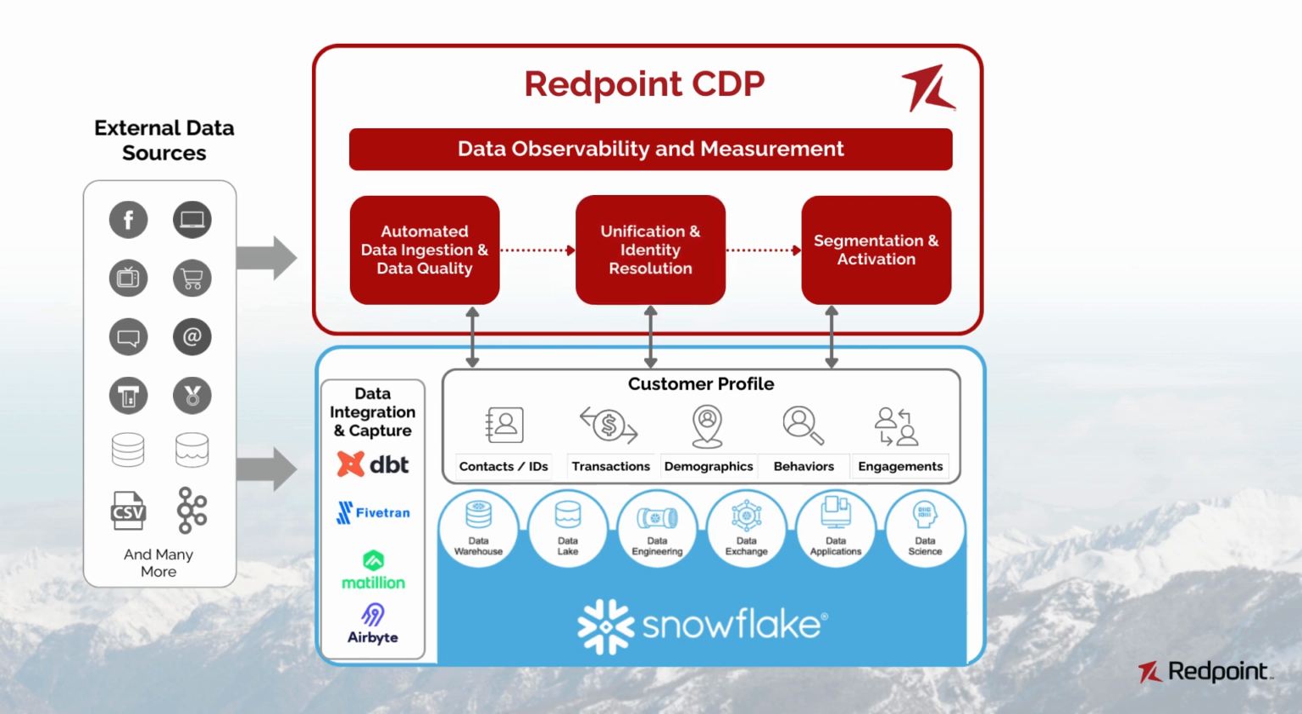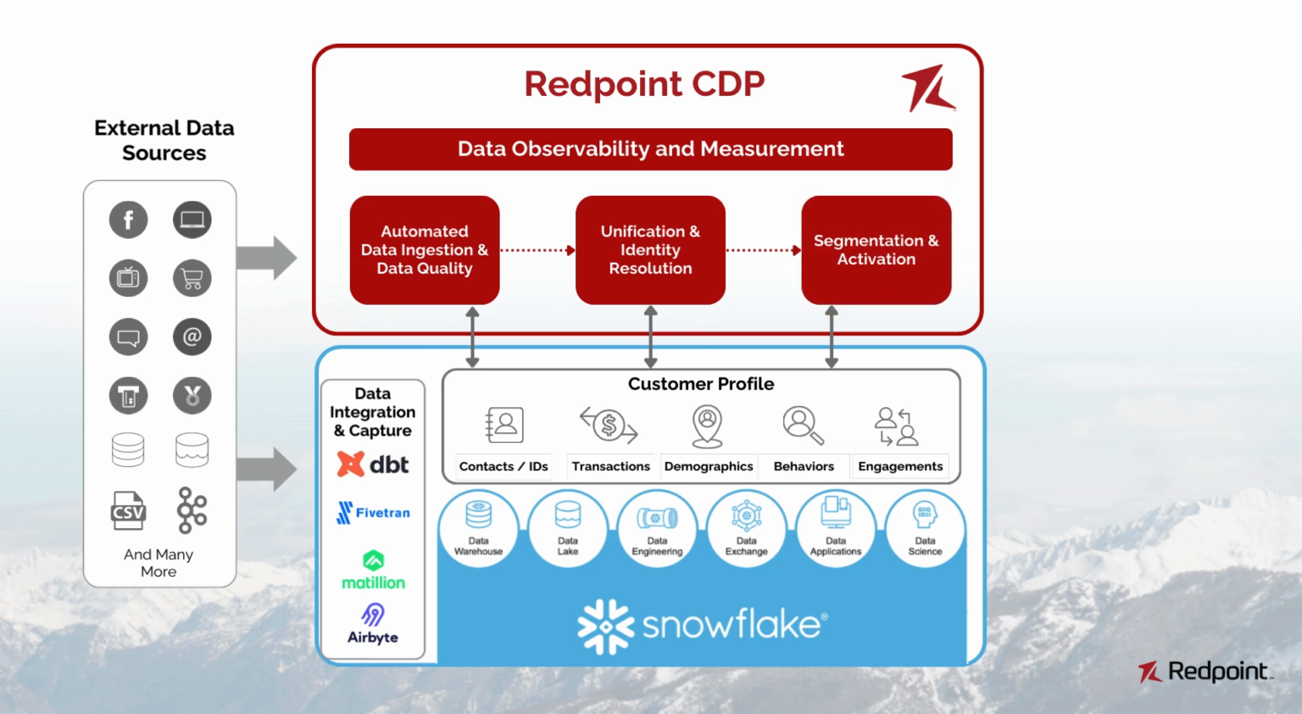Going to the right here, we've got unification and identity resolution, a key part of our Redpoint CDP that we've talked about before. This is where we bring all of those identities together. We're doing our match and merge, our resolution, and all along the way, we're providing metrics for data observability and measurement. And that's what you'll see in the dashboards that we have available around data observability.